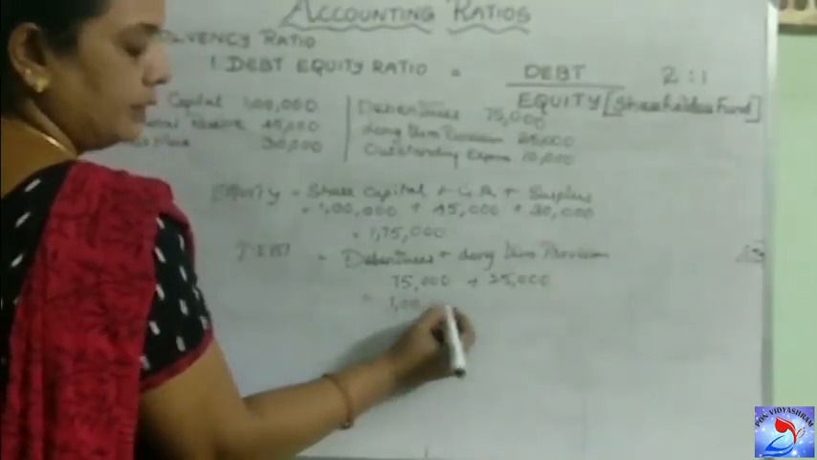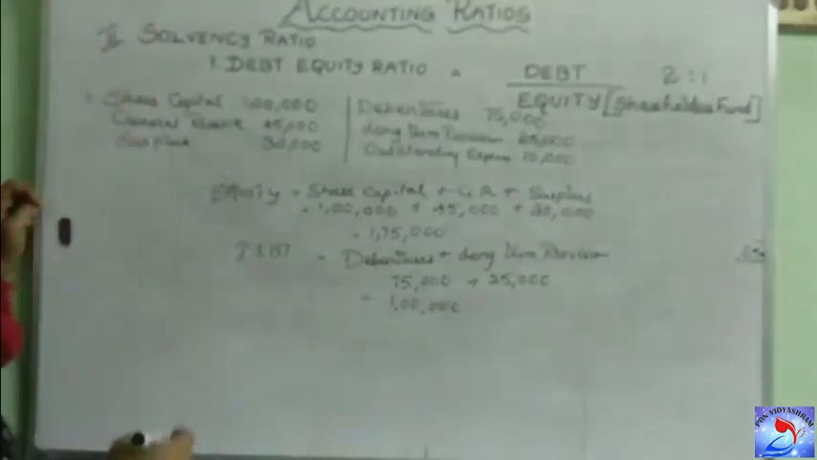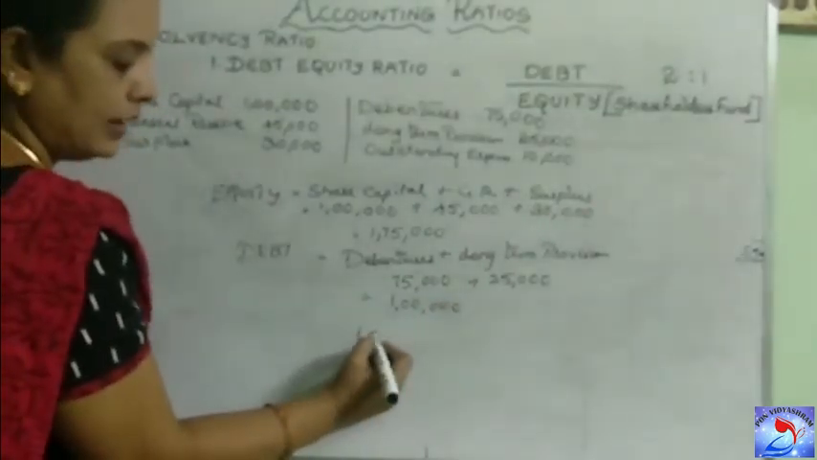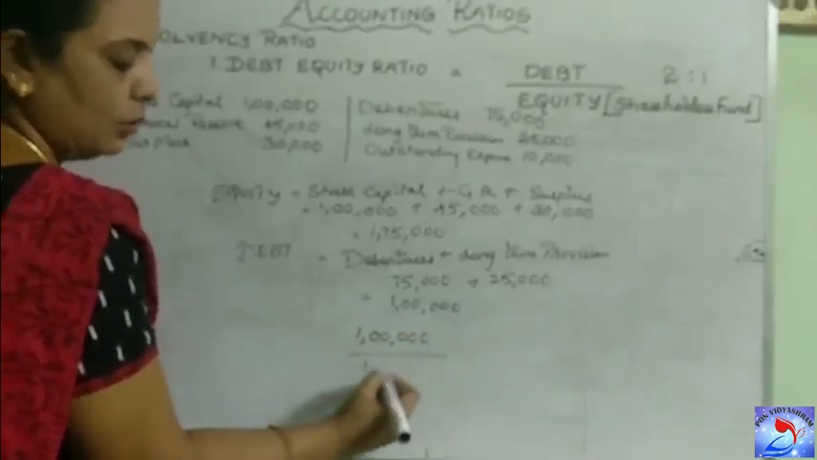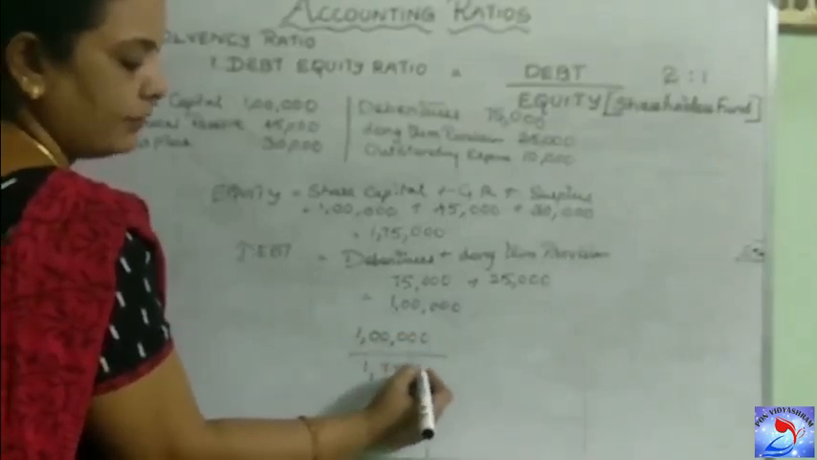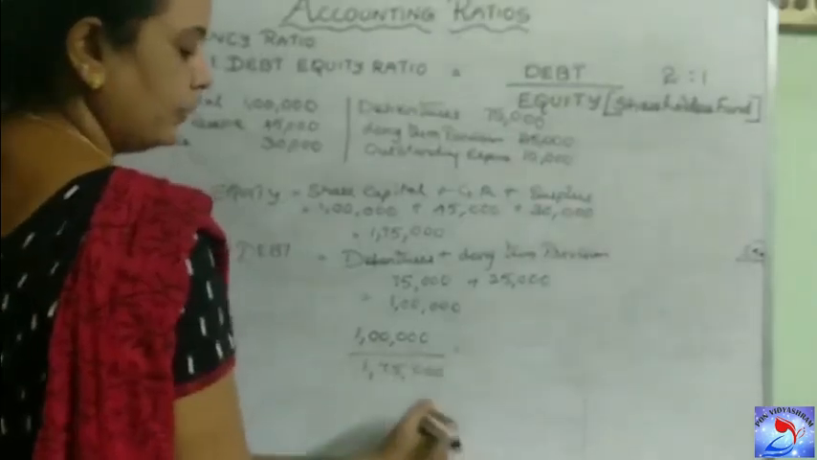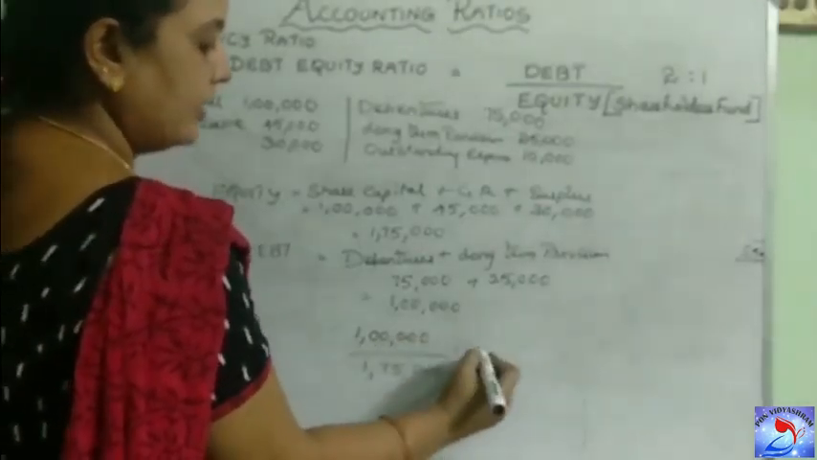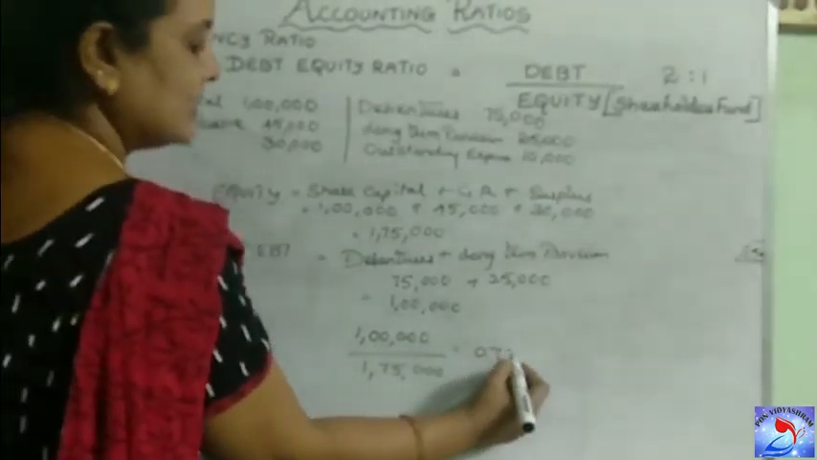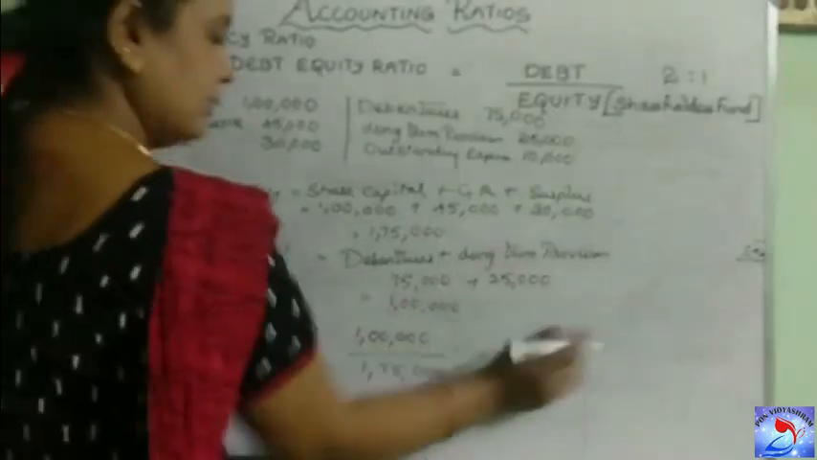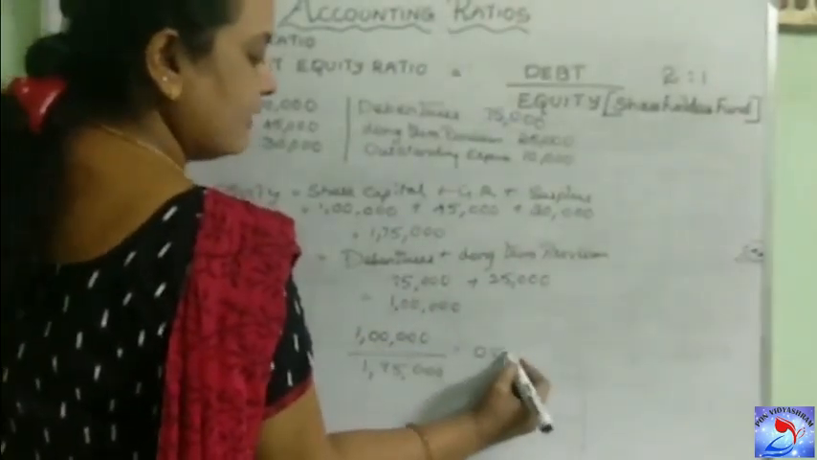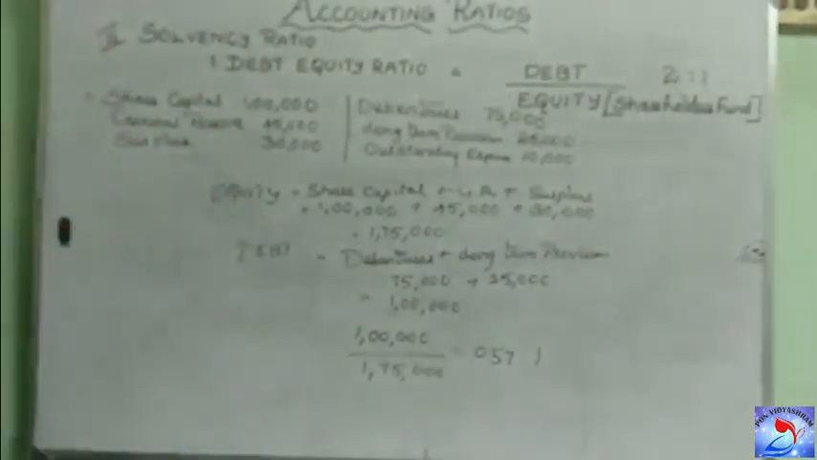your debt. So, debt to equity ratio is 1 lakh divided by equity, 1,75,000. What will be the amount? You will get 0.57:1 as your answer.